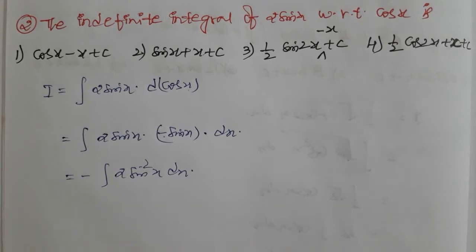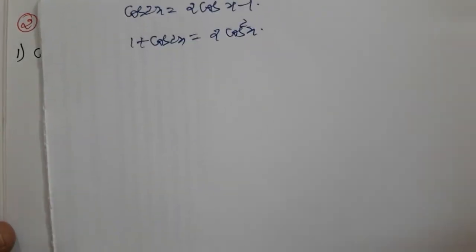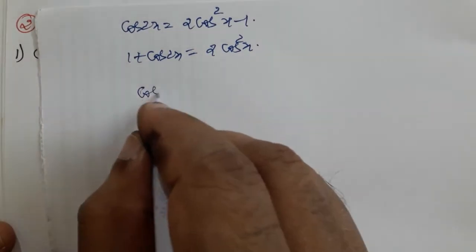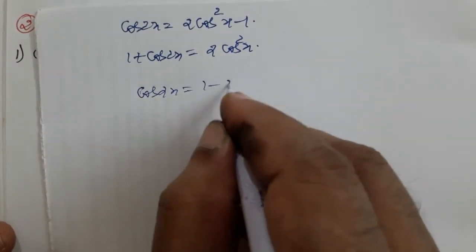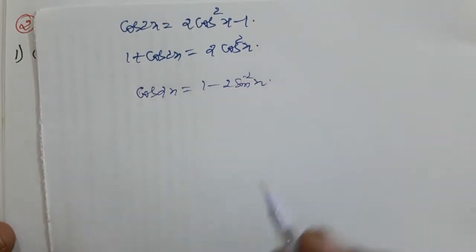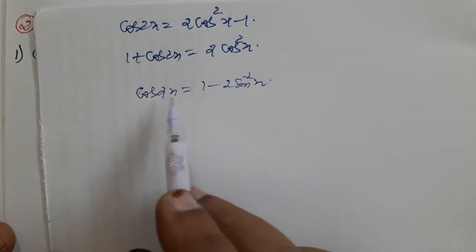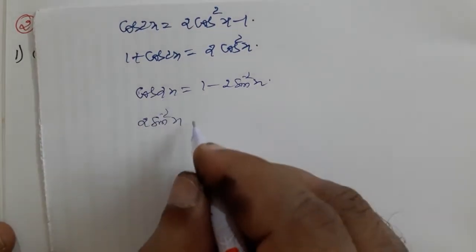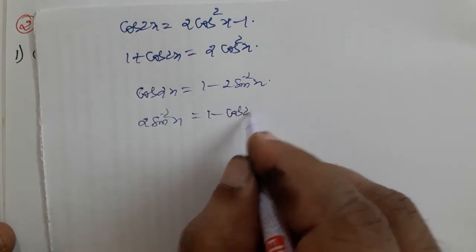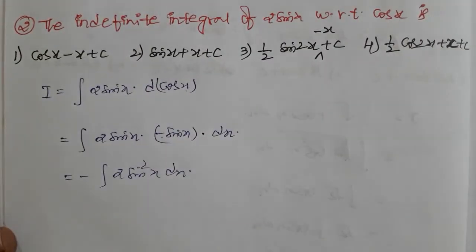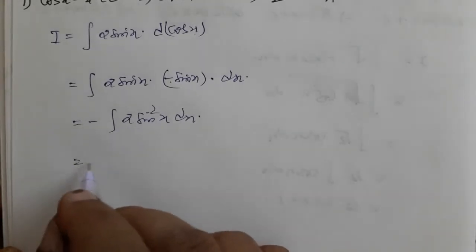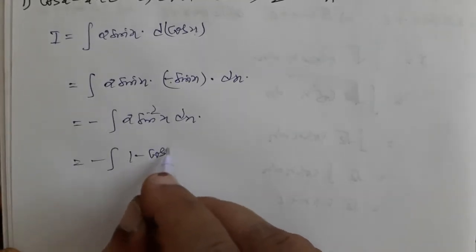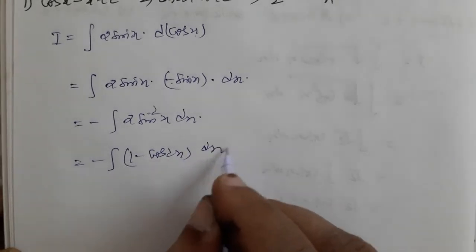Now in first year trigonometry, we have the formula that cos 2x is equal to 1 minus 2 sin square x. Let us shift minus 2 sin square x to the left, 2 sin square x, and shift cos 2x from left to right: 1 minus cos 2x. This is the formula. So in place of 2 sin square x, we can write 1 minus cos 2x. So this can be written as minus integral of 1 minus cos 2x times dx.